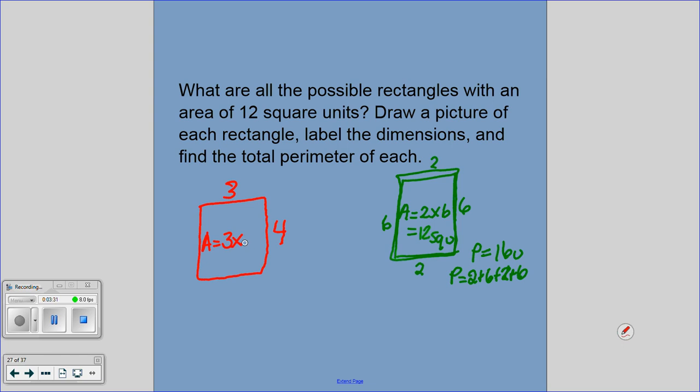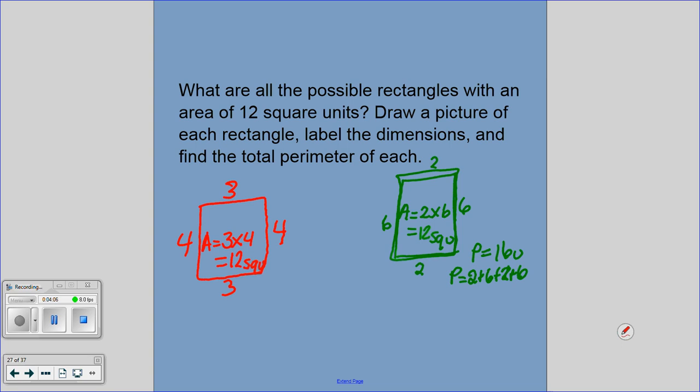Let me write 3 times 4. Now we're doing area, so that's going to give me square units. I'm going to finish labeling my dimensions so I don't forget those. What's going to be my perimeter equation? Someone walk me through that one. Susie, can you walk me through perimeter?